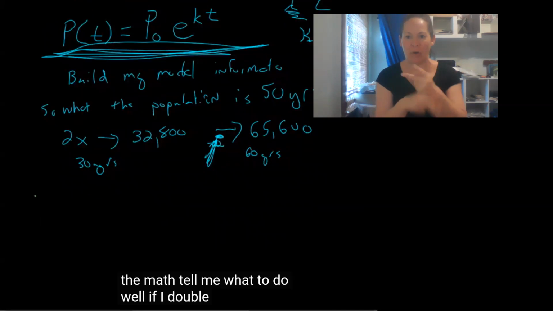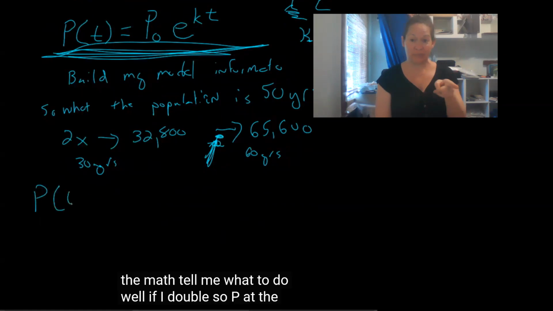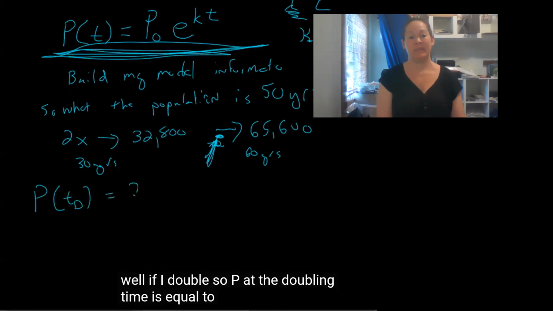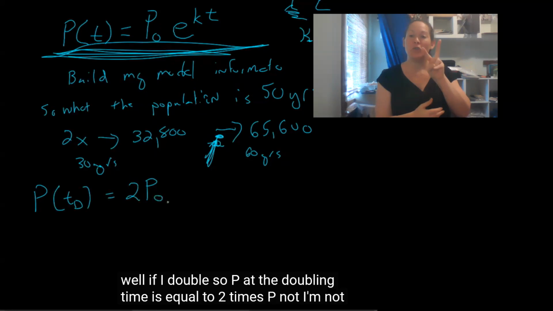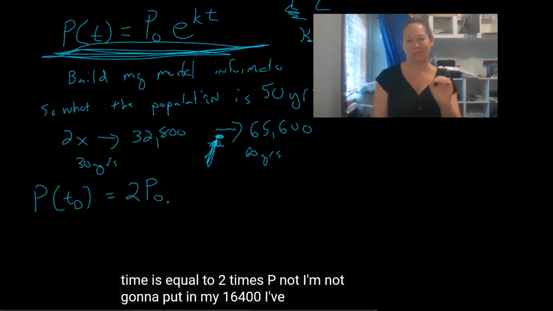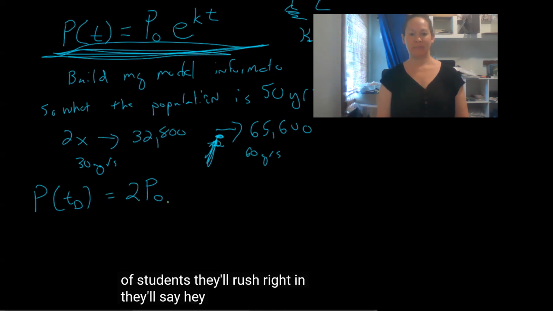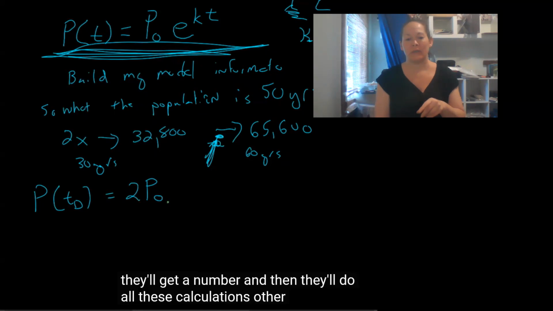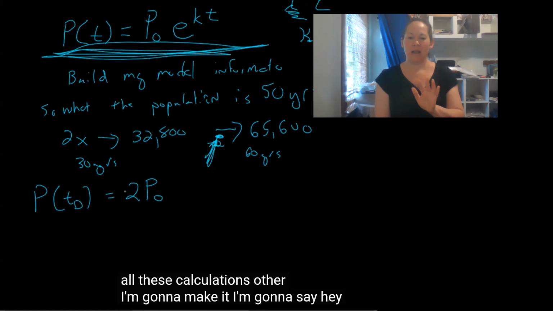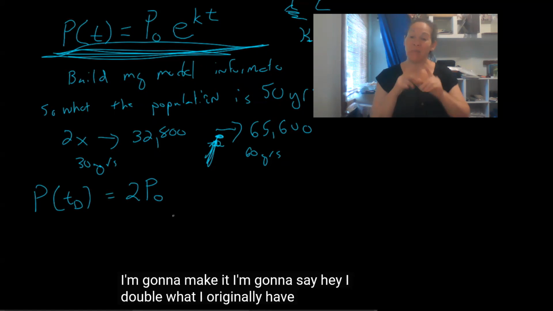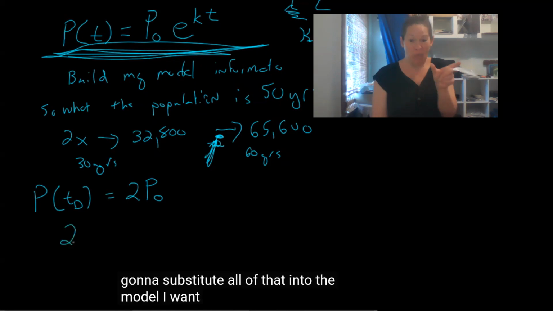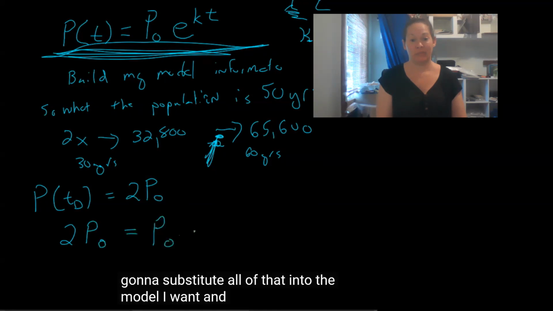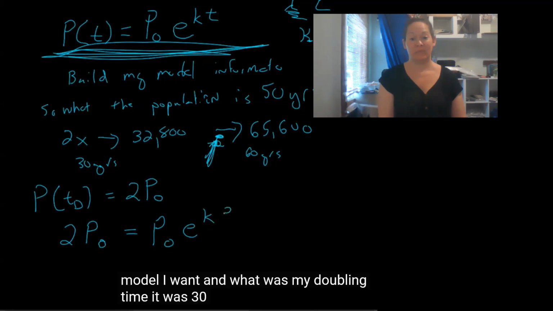Well, if I double, so P at the doubling time is equal to 2 times P naught. I'm not going to put in my 16,400. I've watched a lot of students, they'll rush right in, they'll say, hey, at the doubling time, this is 16,400. They'll get a number, and then they'll do all these calculations on the number. I'm going to say, hey, I double what I originally have. So I'm going to substitute all of that into the model I want. And what was my doubling time? It was 30 years.